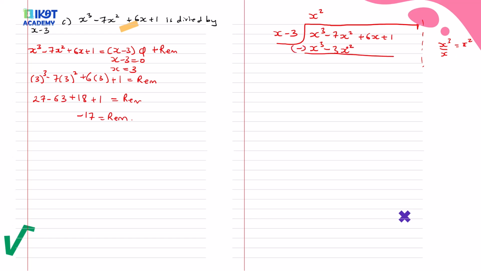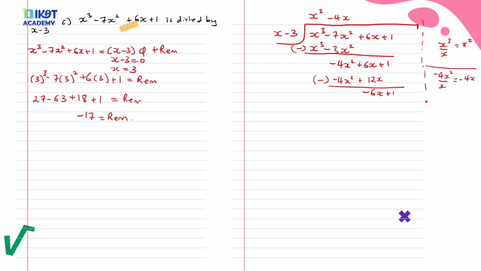I subtract. So here I get negative 7 plus 3. So here what we get? Negative 4x squared. Then I carry the rest, plus 6x plus 1. Then move to the next term. Negative 4x squared divided by x. What do we get? Negative 4x. So here I put negative 4x. Multiply it through by this. I get negative 4x squared plus 12x. I subtract everything. So here this goes. Then I have 6 minus 12. 6 minus 12 is negative 6x.